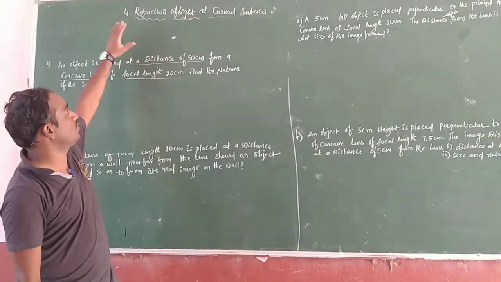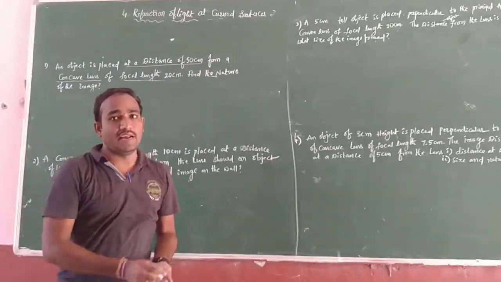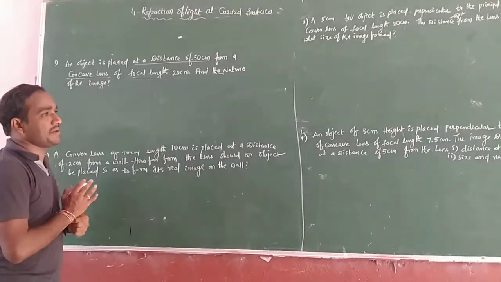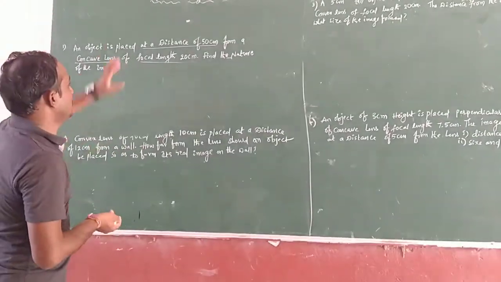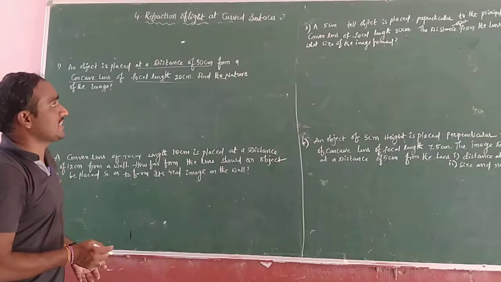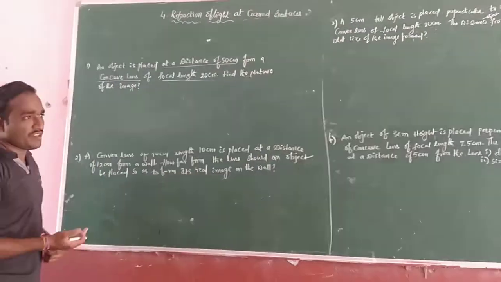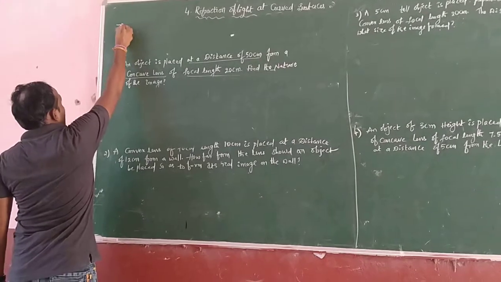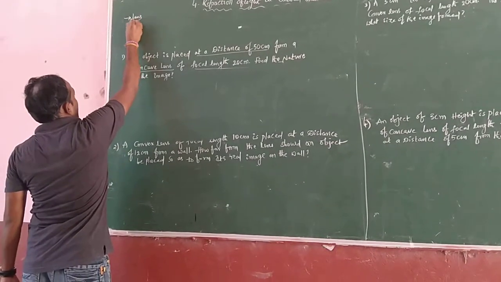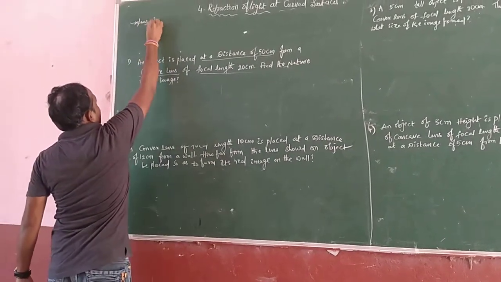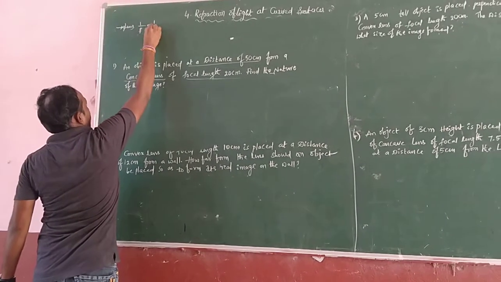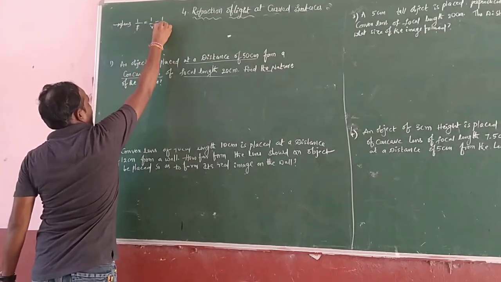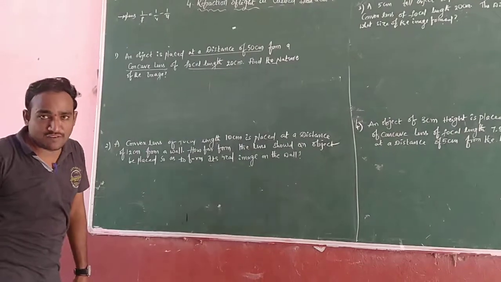Today we are discussing the refraction of light at curved surfaces based on problems. We have obtained many formulas, but first, the lens formula: 1/f = 1/v - 1/u. It is the lens formula.